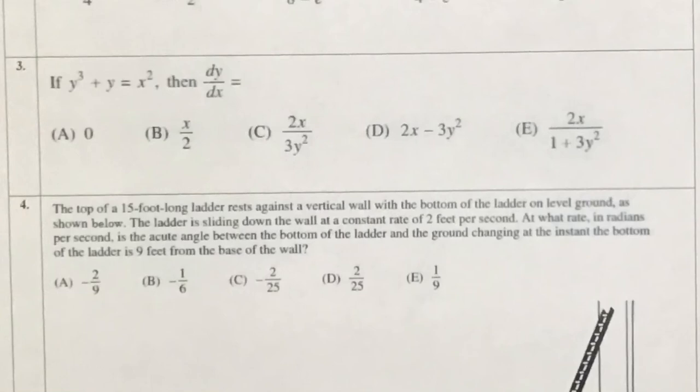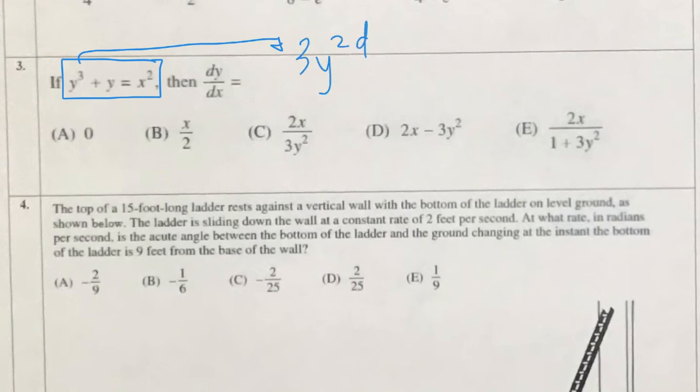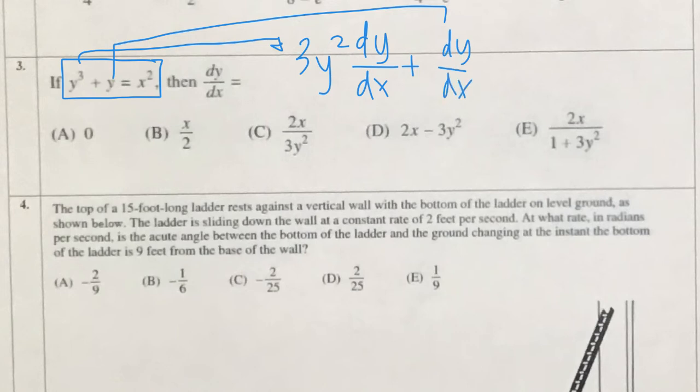Okay, number 3, we are asked to find dy/dx. Once again, this is implicit differentiation, so we're going to differentiate each of these with respect to x. If there's no x variable, we get a dy/dx. So y cubed becomes 3y squared dy/dx, because there's no x in there, plus y is just going to be dy/dx, and equals 2x, because that's the derivative of x squared.